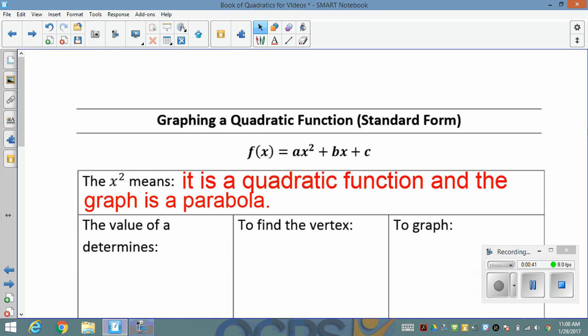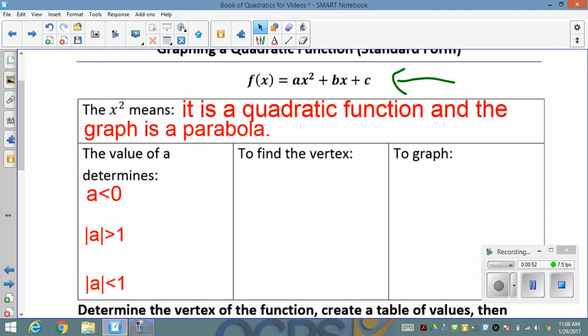I cannot look at this function here and determine my vertex right away. I have a little bit of math I have to do first. The value of A, however, does still have the same effect. If A is negative, if A is less than 0, it's going to be flipped. It's going to open down. If the absolute value of A is greater than 1, then it's going to be stretched or skinny. And if it's less than 1, it's going to be compressed or fat.